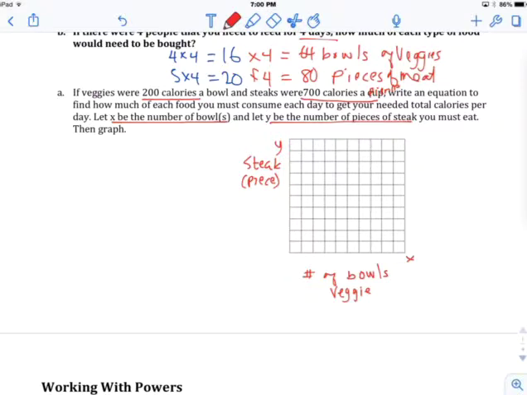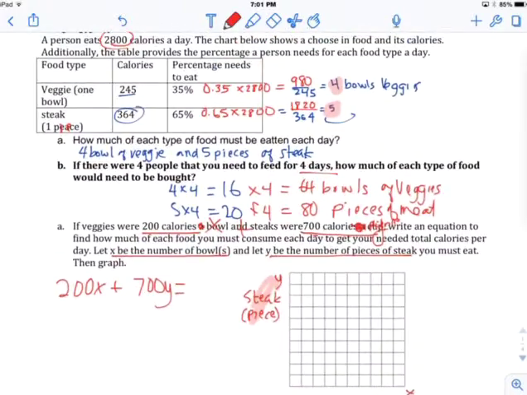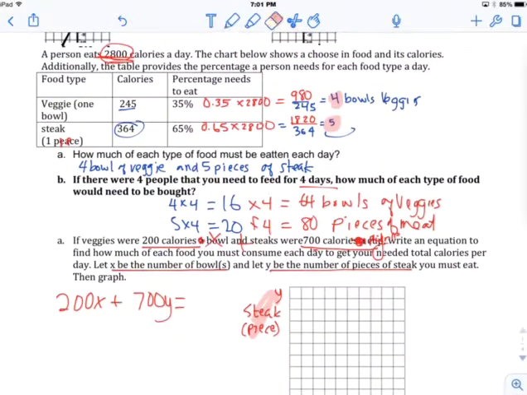Okay, let X be the bowls. So 200 calories, times, bowl X, 20 pieces, and plus. Times per pieces. Y, pieces of steak is Y. So you get 200X plus 700Y equals, okay, how many calories total? Oh, calories total, 2,800 up here.